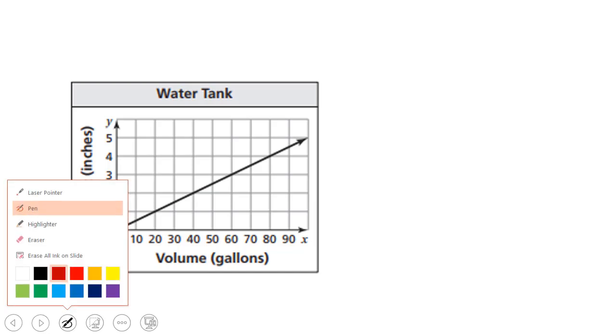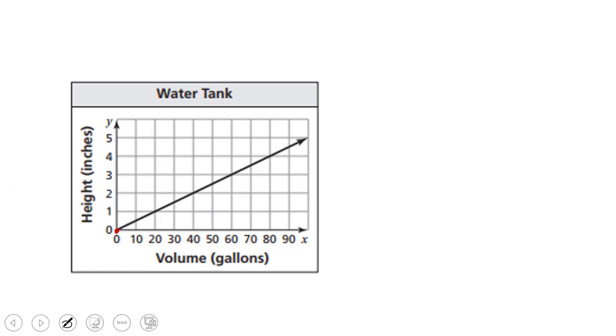All right? And now let's take a look at some other parts of this graph. Let's take a look at some of the points on this graph. We have a point right here at 20, 1. We have another point right here at 40, 2. We have another point right here at 60, 3. And we have another point right here at 70, 4.